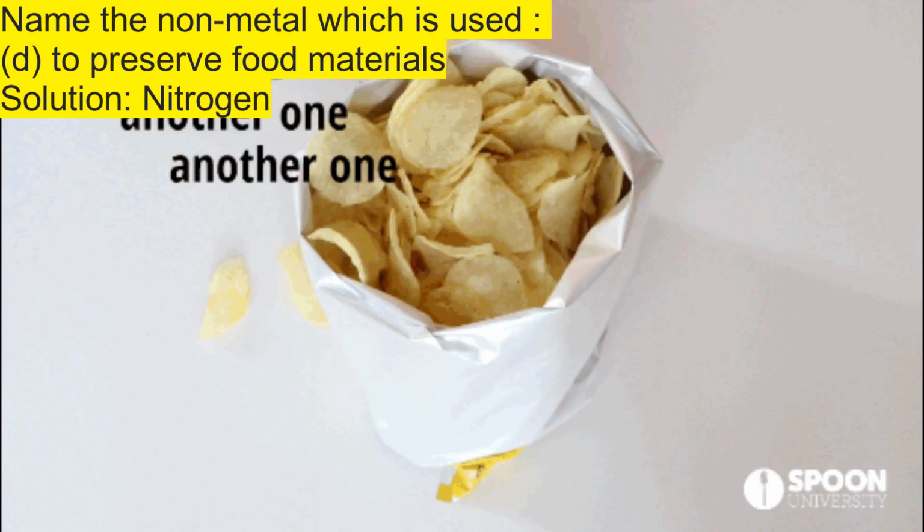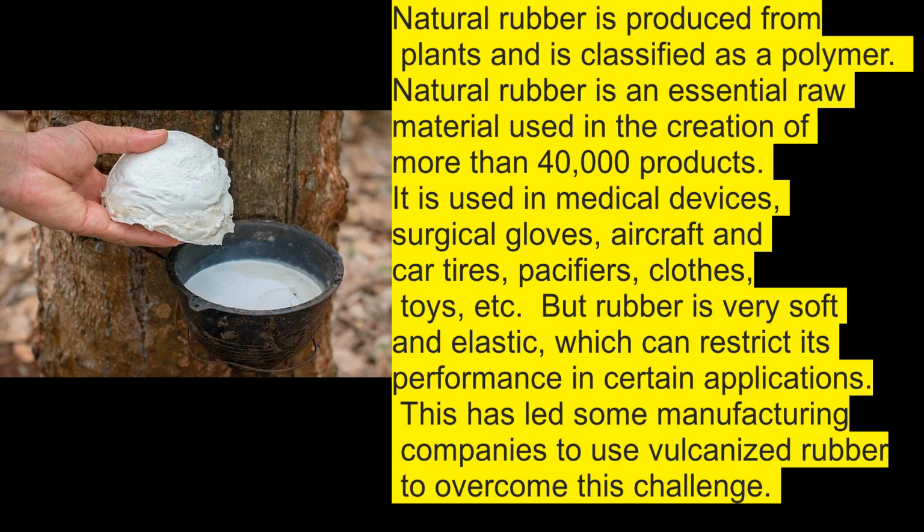Solution: nitrogen. Natural rubber is produced from plants and is classified as a polymer. Natural rubber is an essential raw material used in the creation of more than 40,000 products. It is used in medical devices, surgical gloves, aircraft and car tires, pacifiers, clothes, toys, etc. But rubber is very soft and elastic, which can restrict its performance in certain applications. This has led some manufacturing companies to use vulcanized rubber to overcome this challenge.